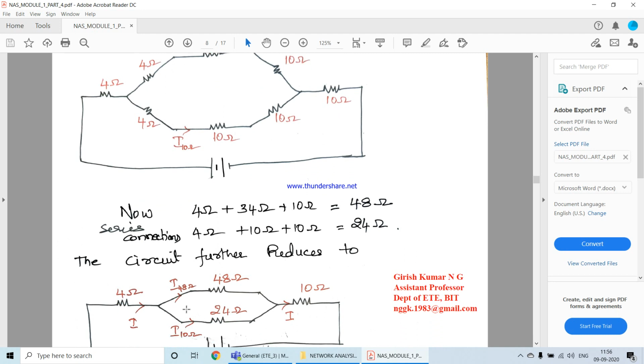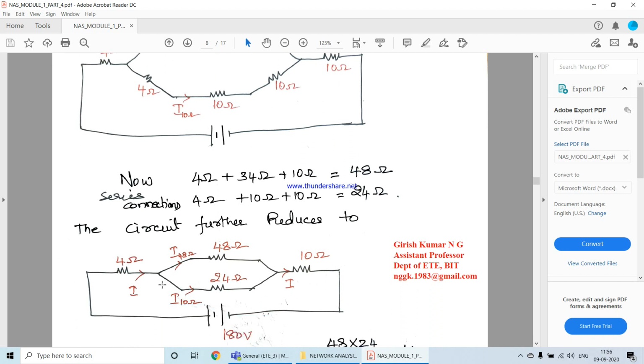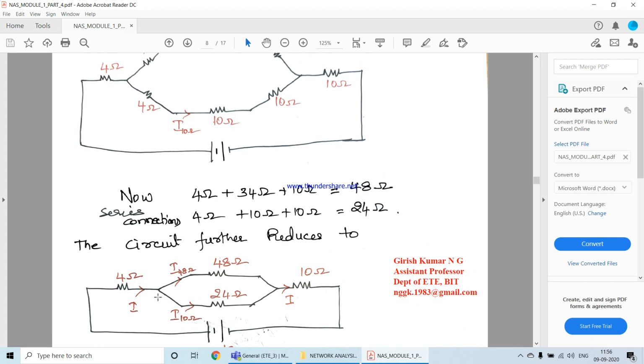Now the circuit further reduces to as written in this diagram. You have this 4 ohm, current is passing through this parallel network, and again the same current will flow out of this particular parallel network, right? Because in a parallel network current gets divided, whereas in series the current remains same. So I enters the parallel network, gets divided, and again it gets added up, and then again the same current will leave through 10 ohm. Now the current through 10 ohm is nothing but the current through this entire 4 plus 10 plus 10. Therefore the current through 10 ohm is equal to the current through this 24 ohms. That is the current which they are asking to find out.